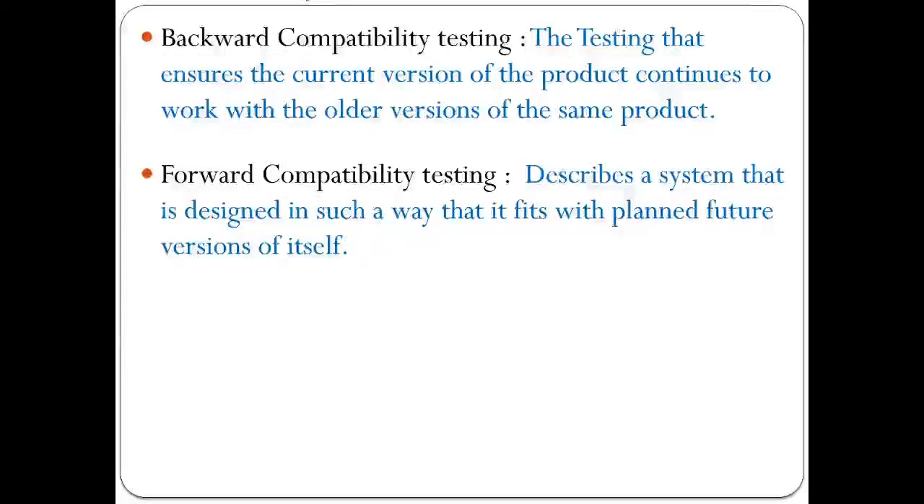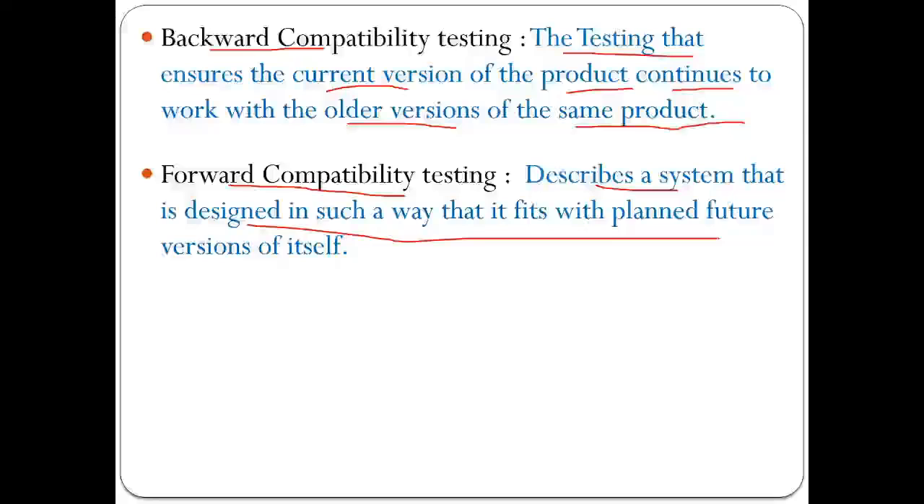We have two types of compatibility testing, backward compatibility and forward compatibility. Backward is the testing that ensures the current version of the product continues to work with the older versions of the same product. That means the current version of your software must be able to also support the older versions. And forward describes a system that is designed in such a way that it fits with planned future versions of itself.